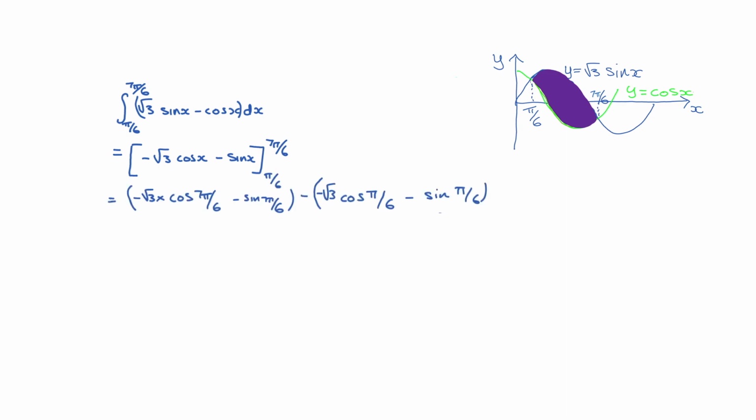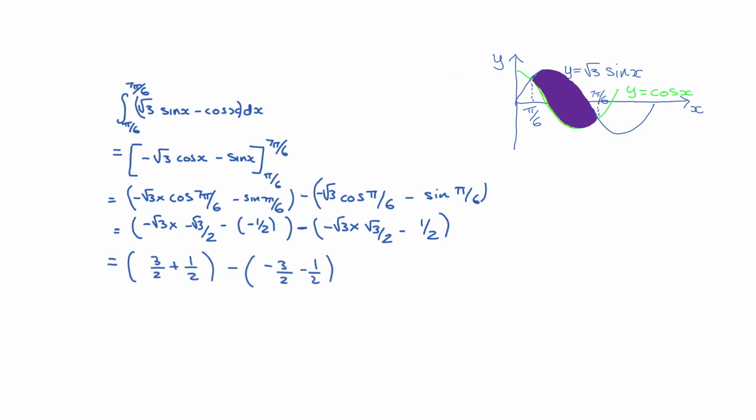So we replace those. We replace our upper value, 7 pi by 6, negative root 3 times cos 7 pi over 6, minus sine 7 pi upon 6, minus our lower limit, pi by 6, we write that in. So we have that. Then we put in our values. Negative root 3 times negative root 3 upon 2, we find our values there. Put that in. Let's do the calculations inside the bracket. 3 upon 2 plus a half minus negative 3 upon 2 minus a half. 2 minus minus 2 is 4.